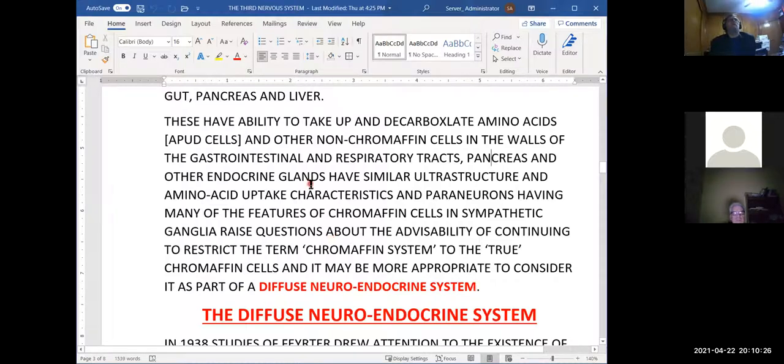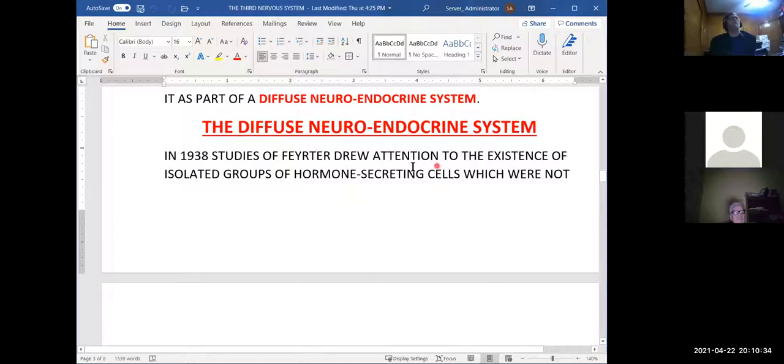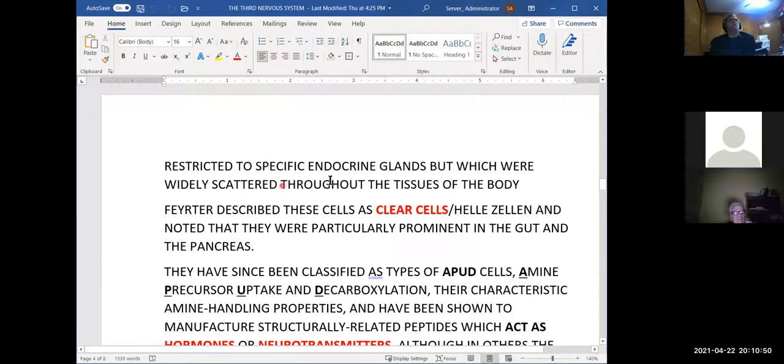So now we're going to kind of unify some of these things here. Some of them have true chromaffin tissue and some do not. The diffuse neuroendocrine system: in 1938, studies of Feyrter drew attention to the existence of isolated groups of hormone-secreting cells, which were not restricted to specific endocrine glands, but which were widely scattered throughout the tissues of the body. Feyrter described these cells as clear cells or Helle Zellen, and noted that they were particularly prominent in the gut and the pancreas.